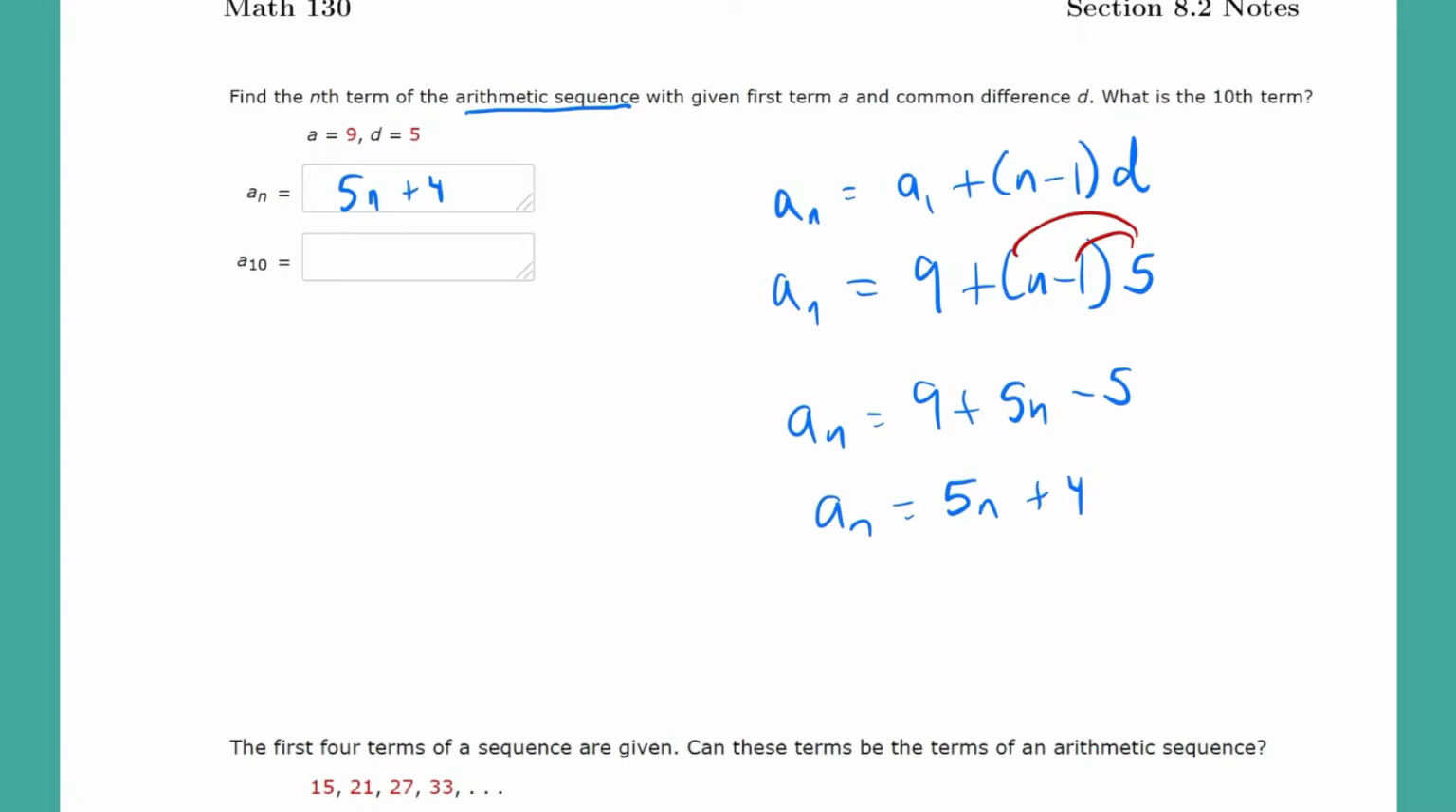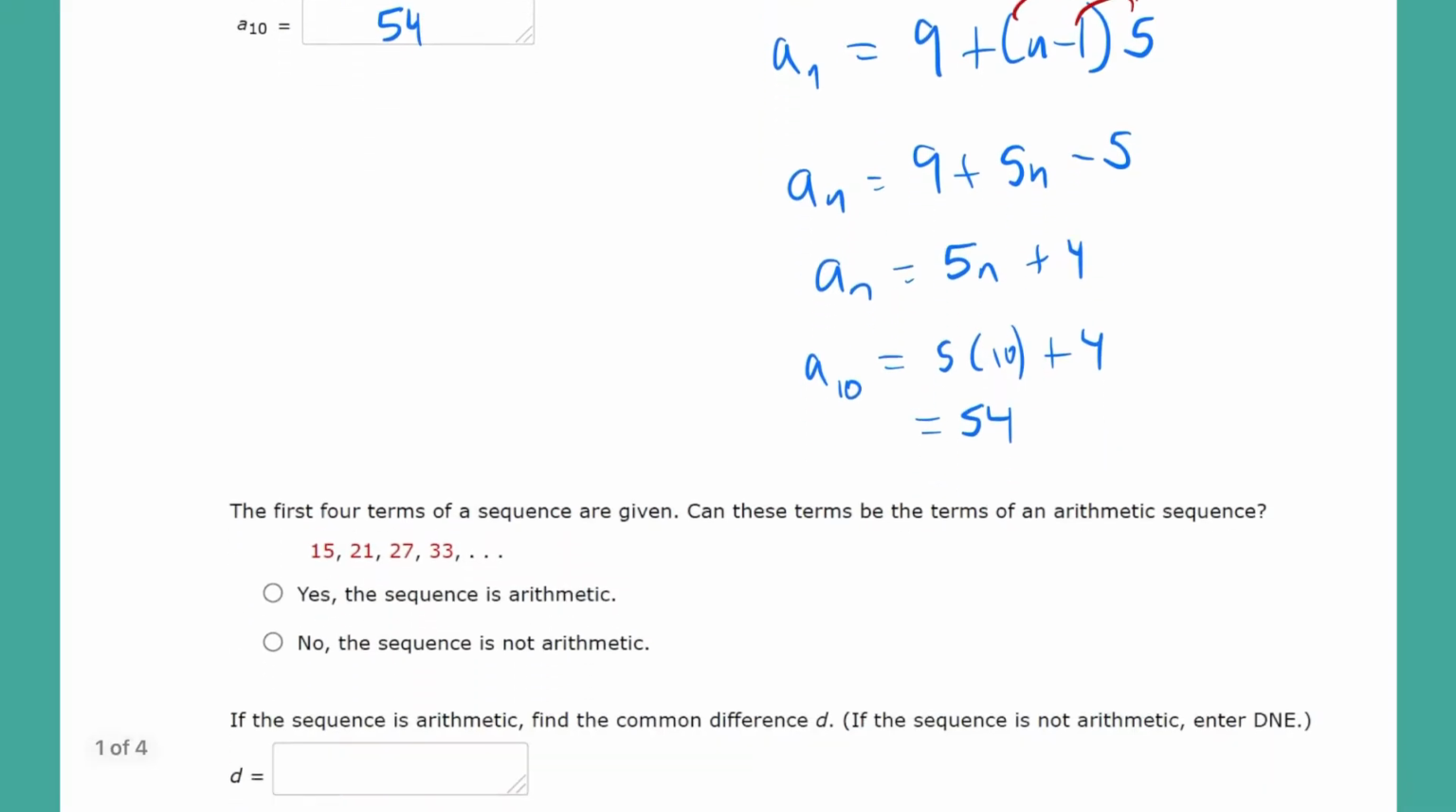And now we can find any term we want. In this case, they want us to find the 10th term. So we plug in 10 for n, and that will give us 54. That is our final answer.